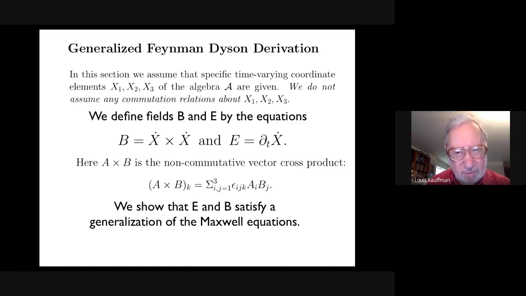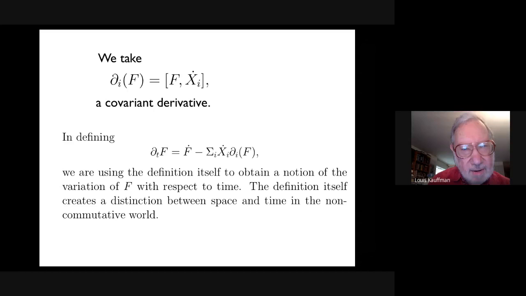Okay, so that's B. But now I define E to be the time derivative of X dot. So in Feynman's derivation, the E did not have a definition. Now it has a definition. And on the other hand, we take the ith derivative of F to be a covariant derivative. It's the x_i dot commutator with F, not some abstract p_i. And these x_i dots don't necessarily commute with one another, exactly the way Feynman would have it.